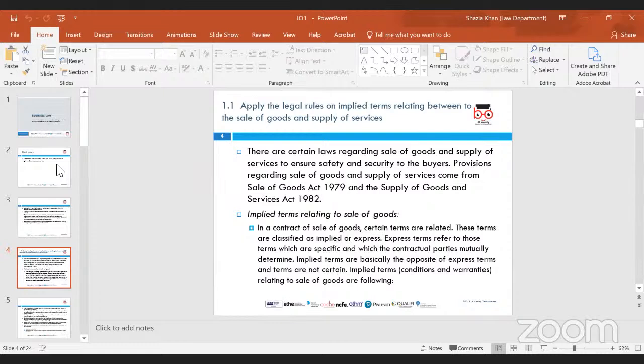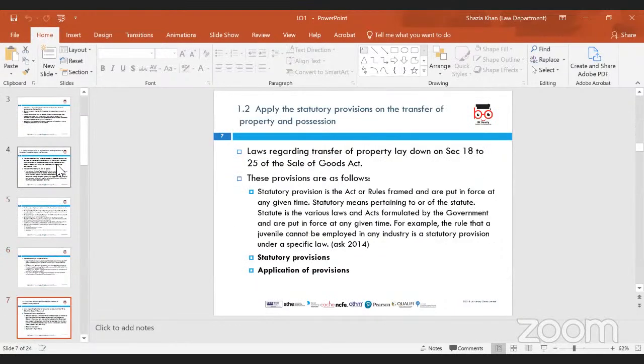Yeah. So it says evaluate when terms can or cannot be implied into the contract for the sale of the car. So you need to look at 1.1 all the way through to 1.2. You need to look at everything, not just that page. Do you understand?